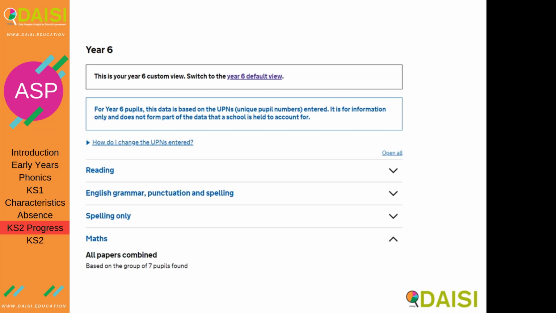Bear in mind, of course, that the QLA is only for pupils who have entered the exam, so it's not for those for which a teacher assessment has been used instead. And that is the QLA in the ASP.